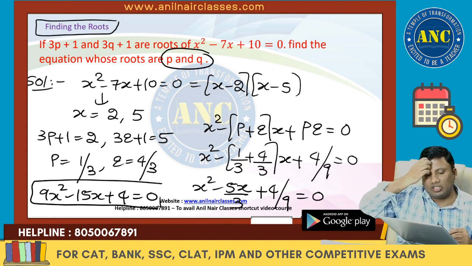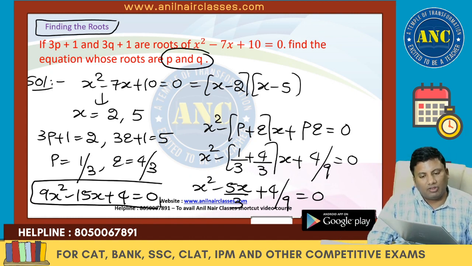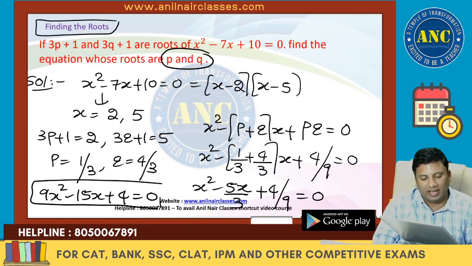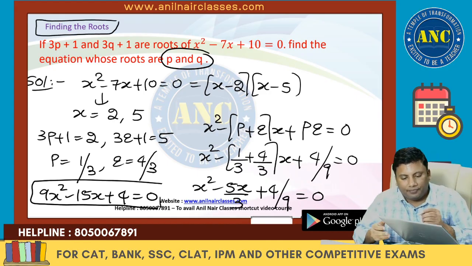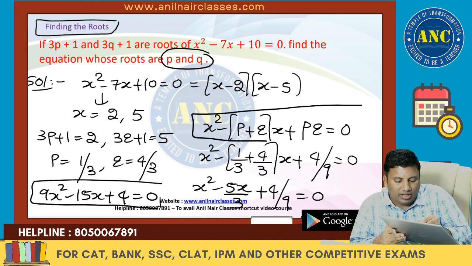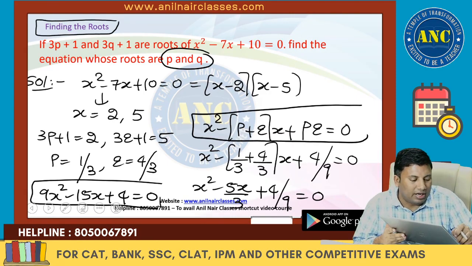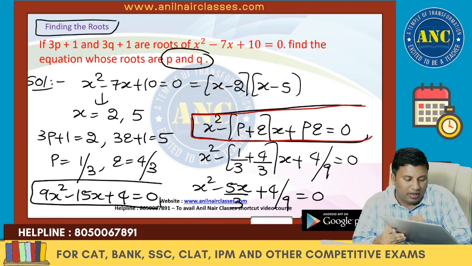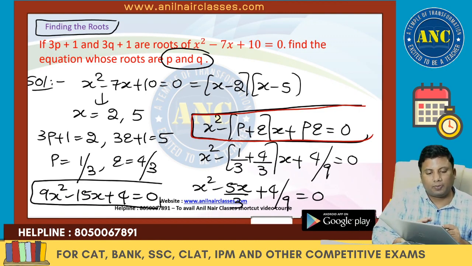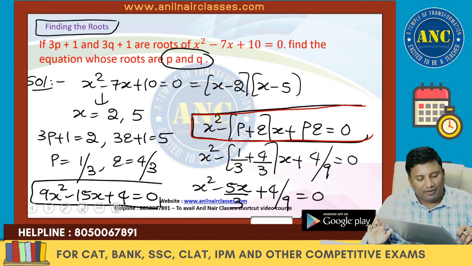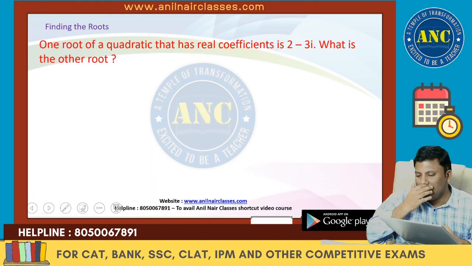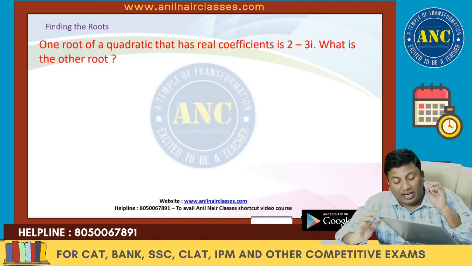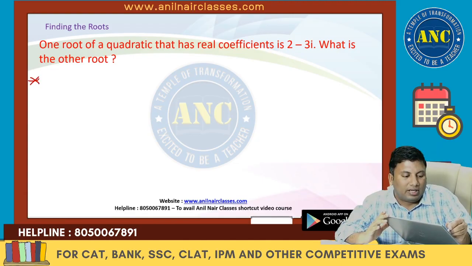3p plus 1 is 2, p will be 1 by 3. 3q plus 1 is 5, q will be 4 by 3. Quadratic equation whose roots are p and q is x square minus (p plus q) into x plus pq equivalent to 0. Finding the roots. Variety of questions, sir. Now here is an extremely important point. Please write down this concept, sir.